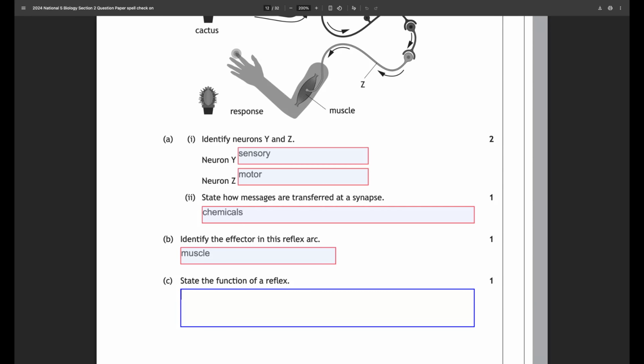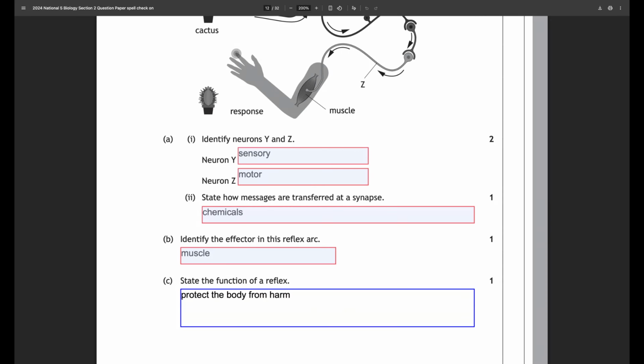Part C, state the function of a reflex. Now, this is a simple memorization question. You should have learned this. If you haven't yet, go away and memorize this, practice it, write it out 6 times until you can do it without even thinking about it, okay? What is the function of a reflex? It's to protect the body from harm, okay?